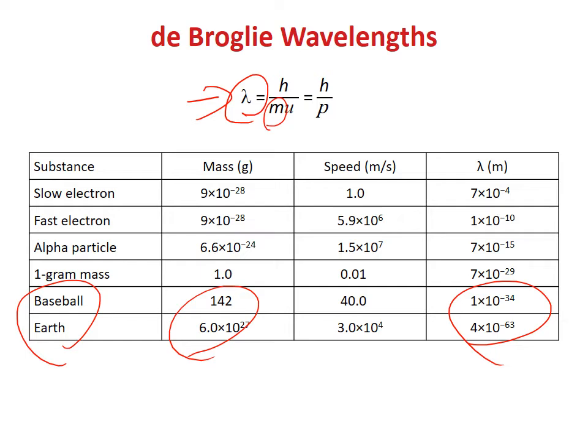On the other hand, for smaller particles, such as electrons, the calculated wavelength can be the same size as the electron itself. And so for electrons, the wave property is very important.